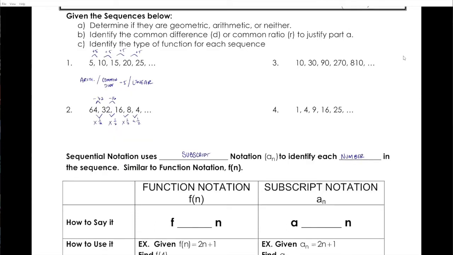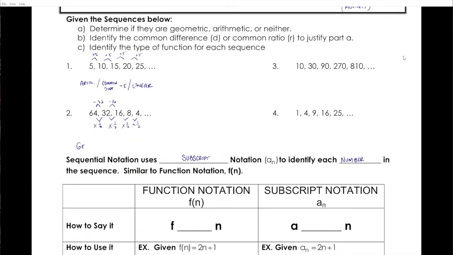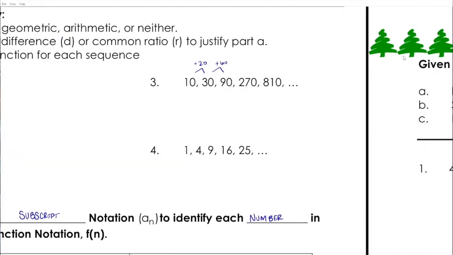Okay. So this would be a geometric series with a common ratio of 1/2, making it an exponential function. Number 10, looks like we went plus 20, but that's plus 60. So it's not arithmetic because we would need a common number there.